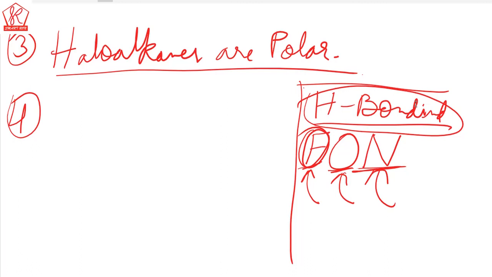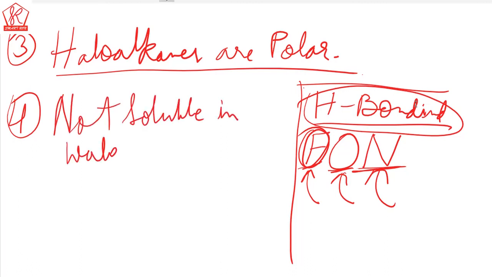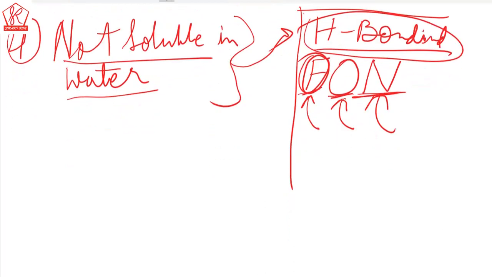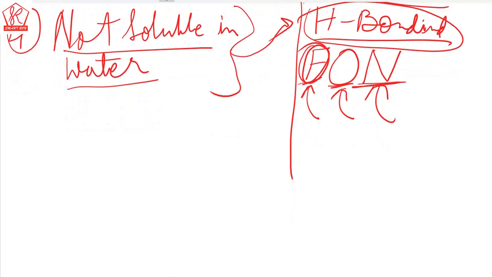So most of the haloalkanes are not soluble in water, and the reason is because of this. Hydrogen bonding does not form in haloalkanes. But yes, haloalkanes are definitely soluble, but in organic solvents, not in water. So keep that in mind.